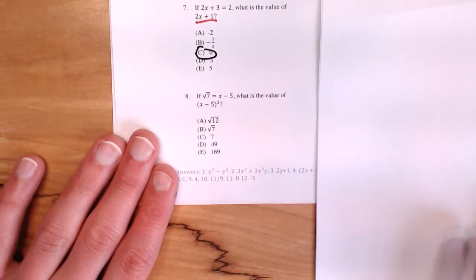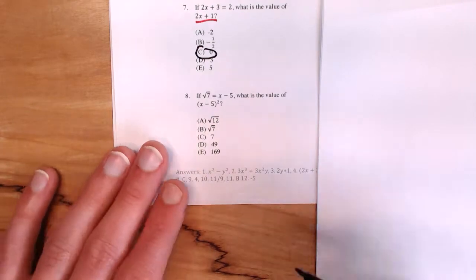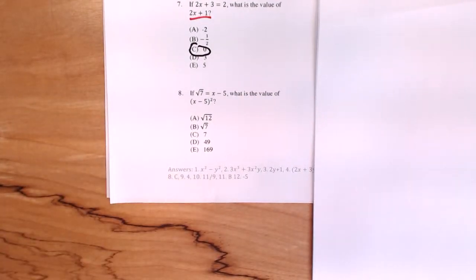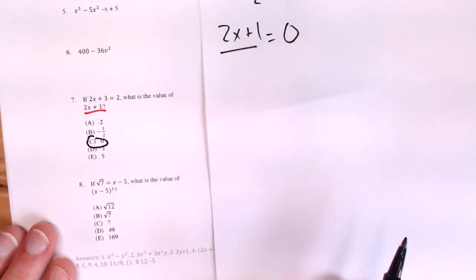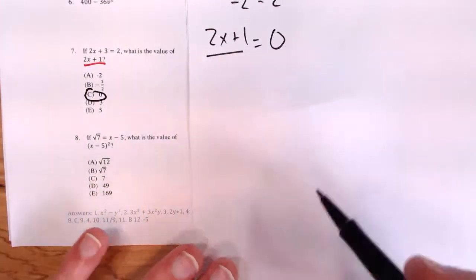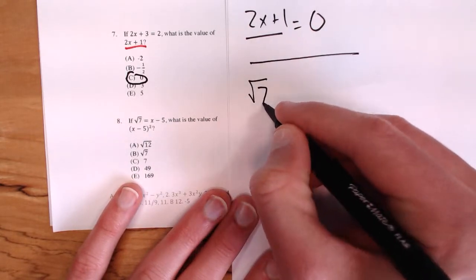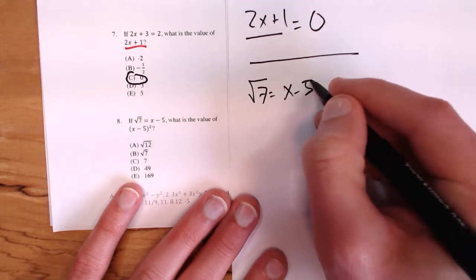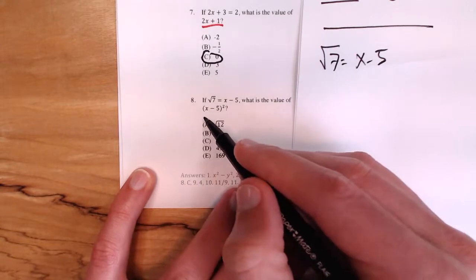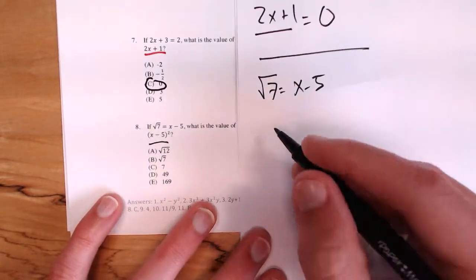Okay, number 8 says, if the square root of 7 equals x minus 5, what is the value of x minus 5 squared? Okay, so we're going to save time on this guy too. We're going to try to be as sneaky as possible. So I'm going to write square root of 7 equals x minus 5. And now notice I'm solving for x minus 5 squared. So I'm just going to square both sides.